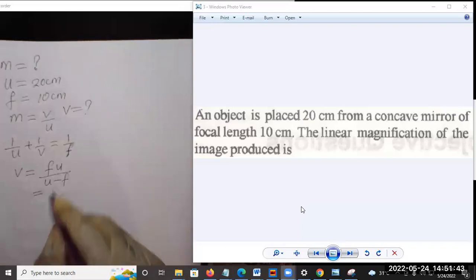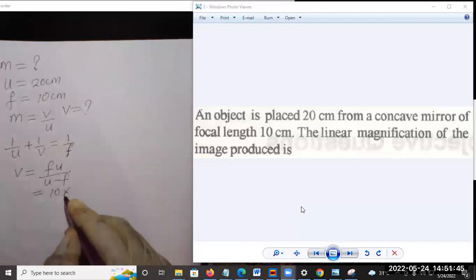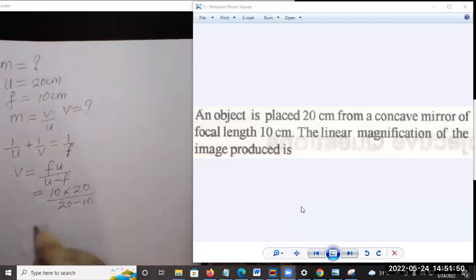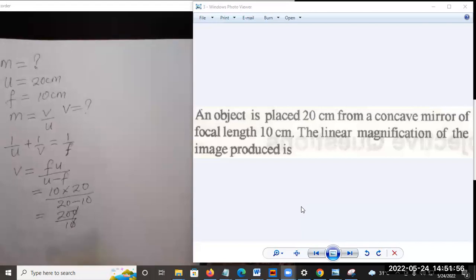F is 10 and U is 20. Then we also have 20 minus 10. That'll give us 200 all over 10. Just to get rid of that, that means our V is 20 cm.